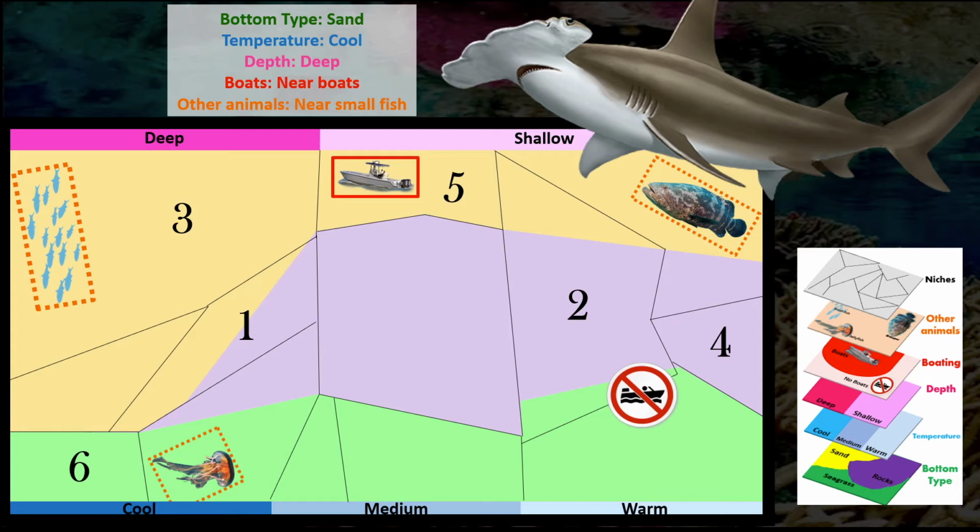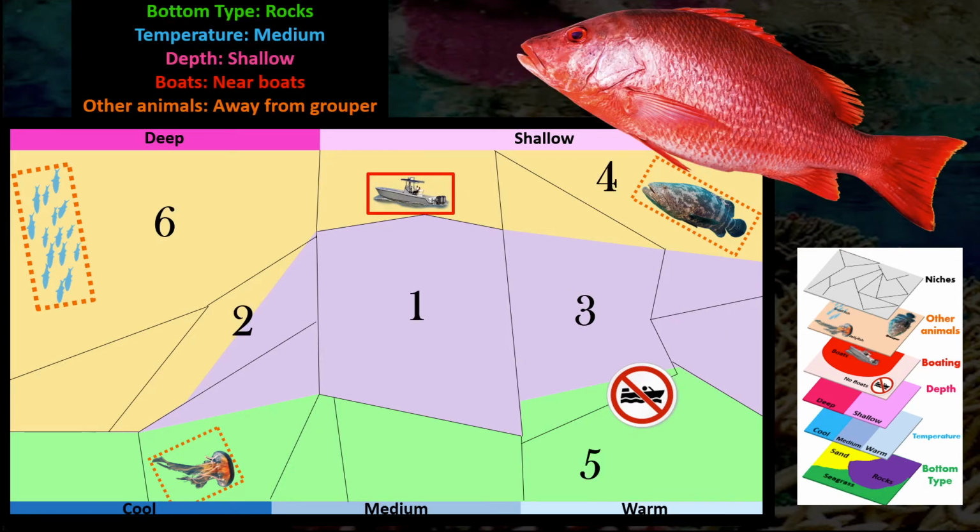All right, next group, are you ready? You ready to go? All right, everybody simmer down. Ready for this? All right, it's red snapper time. So our red snappers, you're a pretty big fish, red snapper group. You want rocks, medium, shallow, near boats, and away from grouper, because grouper is probably the only thing big enough to eat you, right? So ready, steady, go.